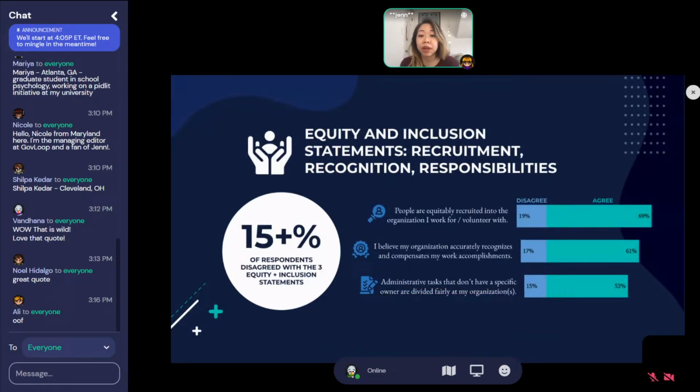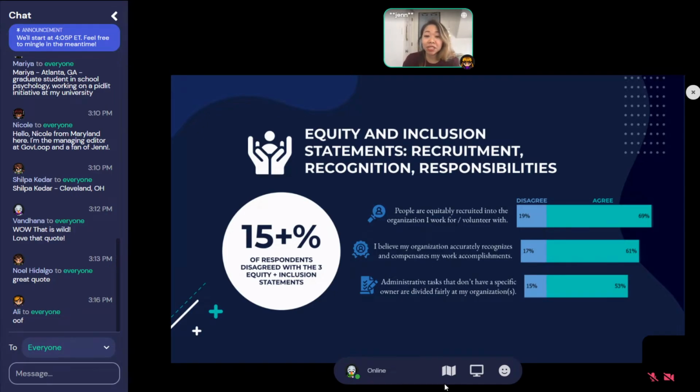And our last finding is around recruitment, recognition, and responsibilities as it relates to the equity and inclusion statements we posed. We had a total of 10 statements, and overall, respondents rated their organizations well across all categories. But we did have 3 statements that had 15% or more disagreement, so I just wanted to call these 3 out here. The first one, with 19% of respondents disagreeing, was the statement that people are equitably recruited into the organization that they volunteer with or work for.